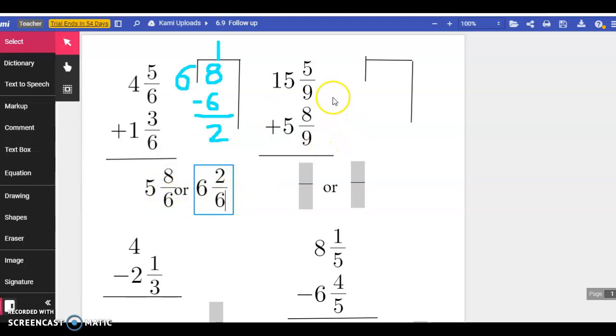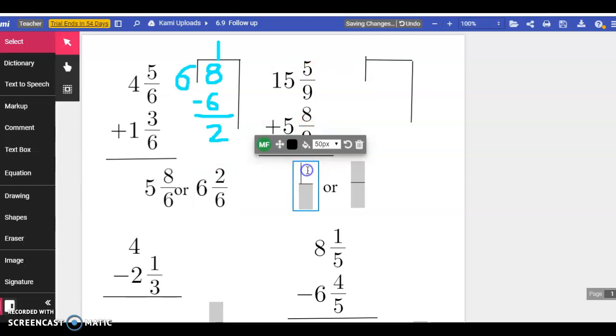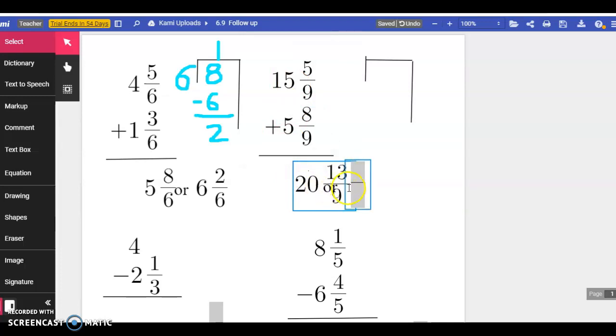Let's look at this one. 15 and 5/9 plus 5 and 8/9. 8 plus 5 is 13. Our denominator stays the same. 15 plus 5 is 20. So again, 13/9 is an improper fraction. So we need to come up here and divide.